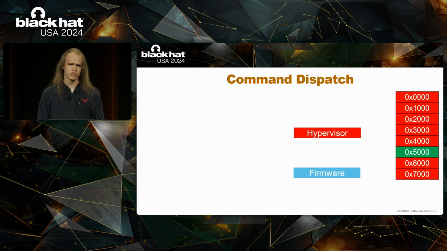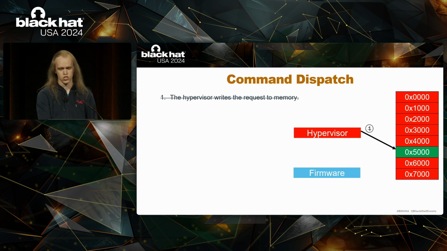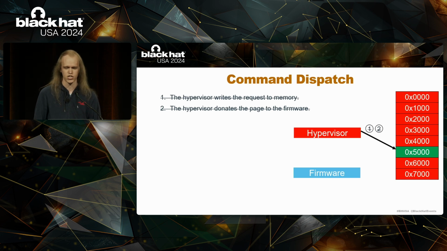So instead of using normal memory that's owned by the hypervisor, the hypervisor can actually point the firmware to memory that's owned by a guest. And remember, all memory that's owned by a guest is supposed to be encrypted and integrity protected. So obviously, the hypervisor can't write requests to that location because it can't do writes. It also can't donate the page to the firmware.